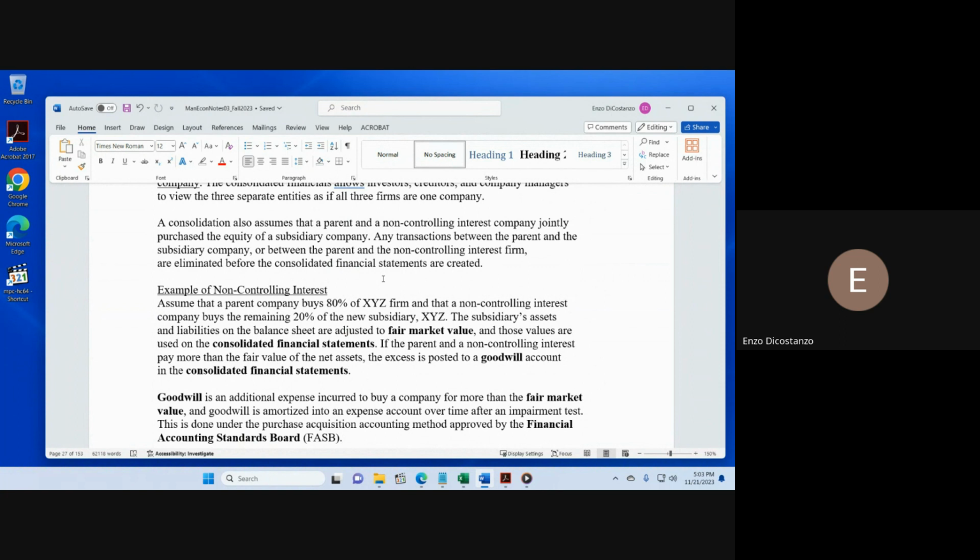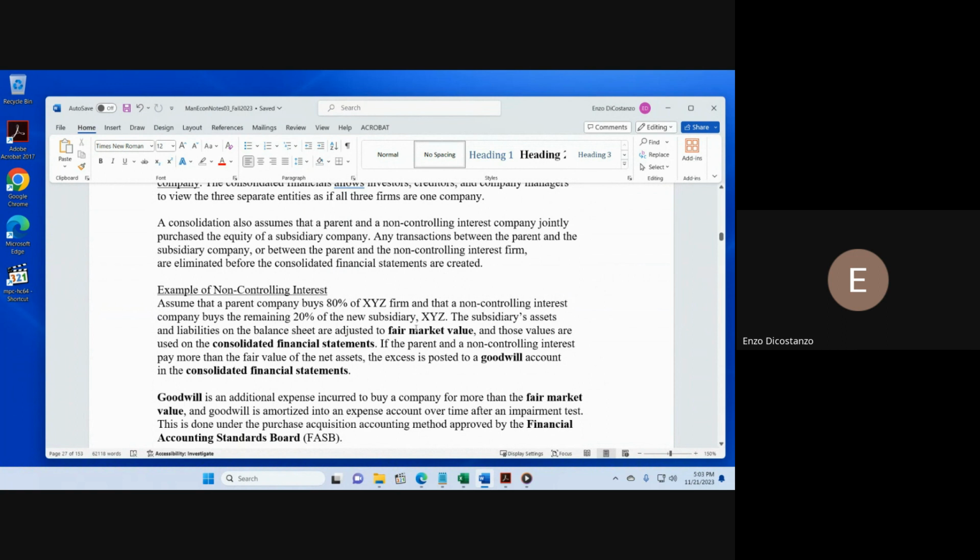Parent company buys 80%, and a non-controlling interest company buys the remaining 20%. So company one, the parent, owns 80% of a subsidiary, and another company owns 20%. The subsidiary's assets and liabilities on the balance sheet are adjusted at fair market value, and those are used on the consolidated financials. If the parent and the non-controlling interest pay more than the fair value, the excess is goodwill.